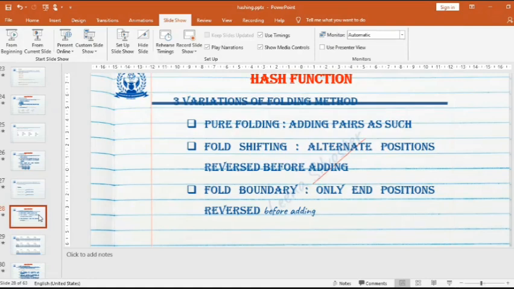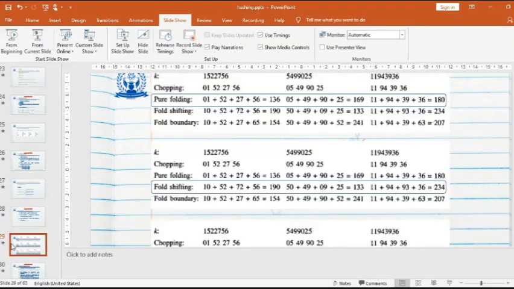The next method is fold shifting, which means alternate positions are reversed before adding. And the next method is fold boundary. Fold boundary means only the boundary positions are reversed before adding. We will see some examples.